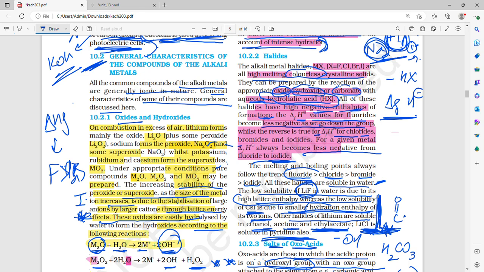For fluorides, they become less negative as we go down the group.